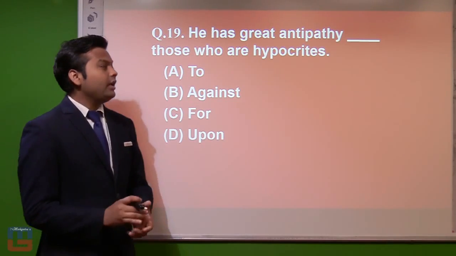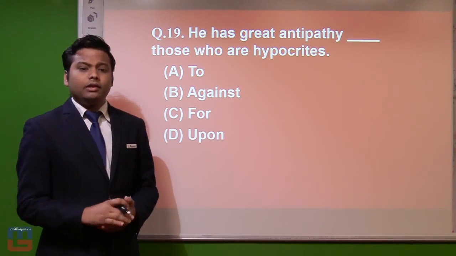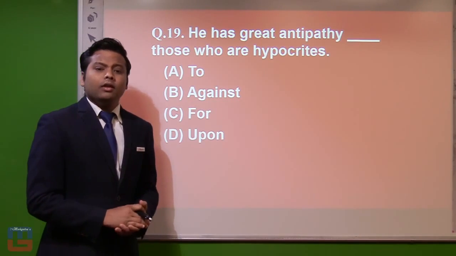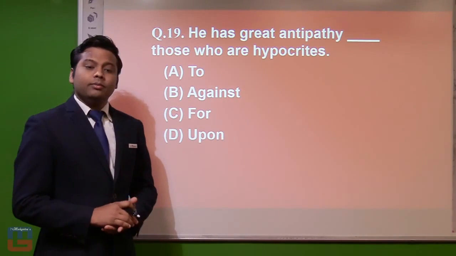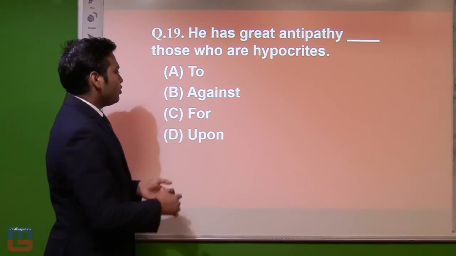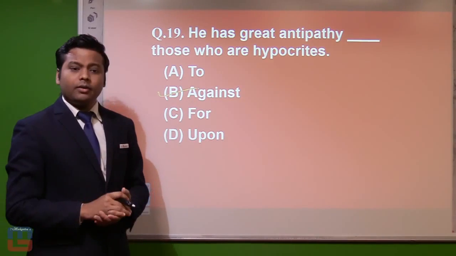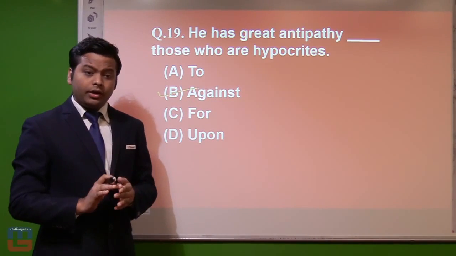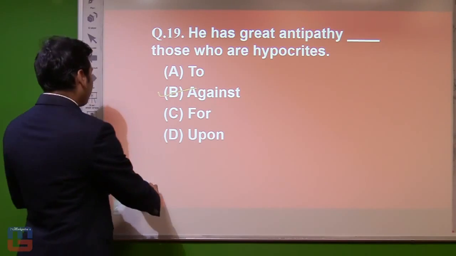That is question 19. He has great antipathy dash those who are hypocrites. Antipathy always takes the preposition against, which lies in option B. So we can clearly mark option B. Question 19, the correct option is B.